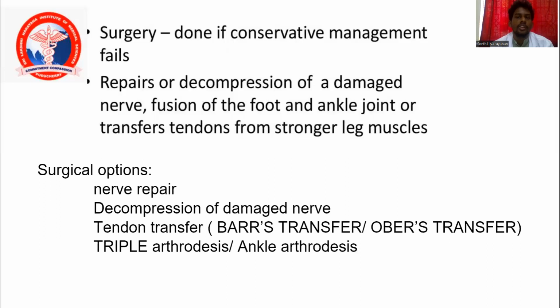Surgery is done if conservative management fails. Repair or decompression of a damaged nerve, fusion of the foot and ankle joint, or transfer of tendons from stronger leg muscles are the commonly done surgeries. Surgical options are nerve repair, decompression of the damaged nerve, tendon transfers such as Borst transfer or Ober's transfer, triple arthrodesis, and ankle arthrodesis.